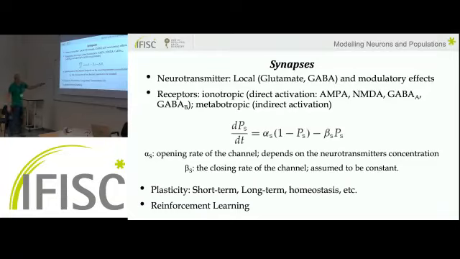You can include plasticity effects like short-term plasticity, long-term plasticity, homeostasis, different processes that change the strength of the synapses. We know that these are important for memory formation, many things. But this already complicates the simple equation. I have to go further. Also, aspects of reinforcement learning can be used to model the learning process.